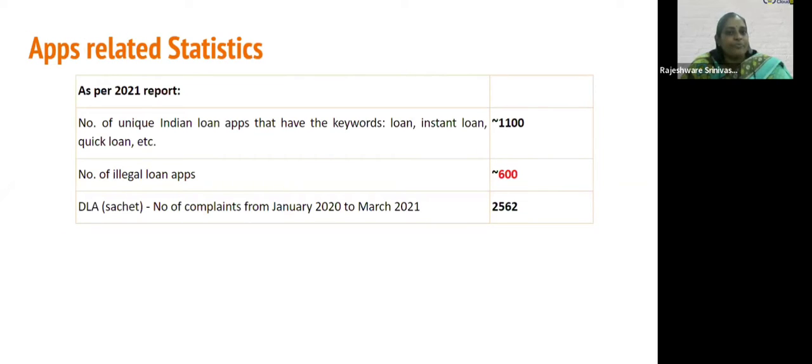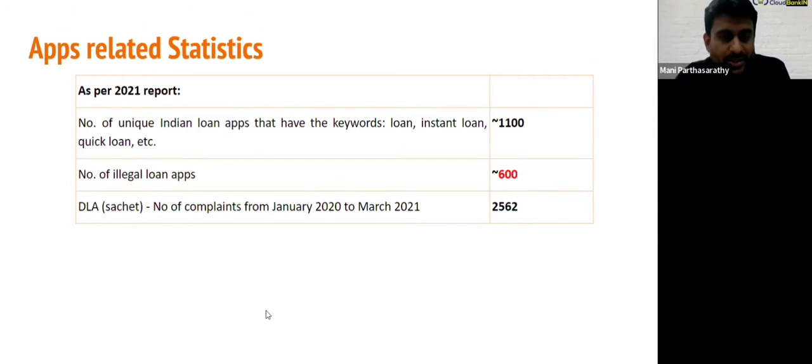From now onwards, we'll have Alex, who will talk about app related statistics and then take you through what needs to be done at each point in the app and how you have to do the changes. Over to you, Alex. Once again, Rajeshwari, just a quick question.